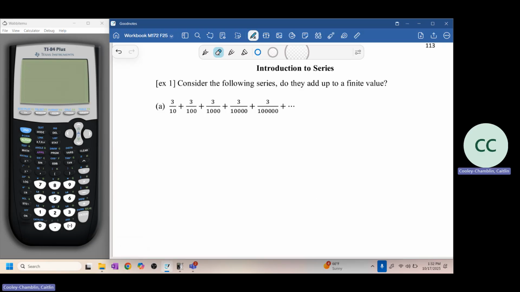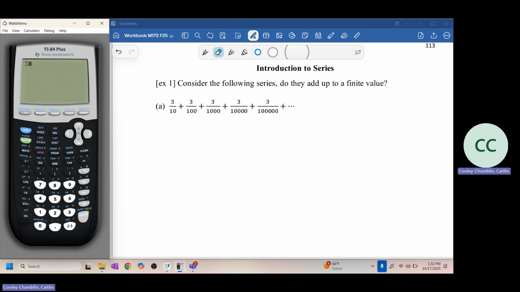Introduction to series. We have example 1. Consider the following series. Do they add up to a finite value? So let's look at this first example. We have 3 over 10 plus 3 over 100 plus 3 over 1,000 plus 3 over 10,000 plus 3 over 100,000, and we keep going on and on. In fraction form, it's a little hard to see, so let's look at these in decimal.